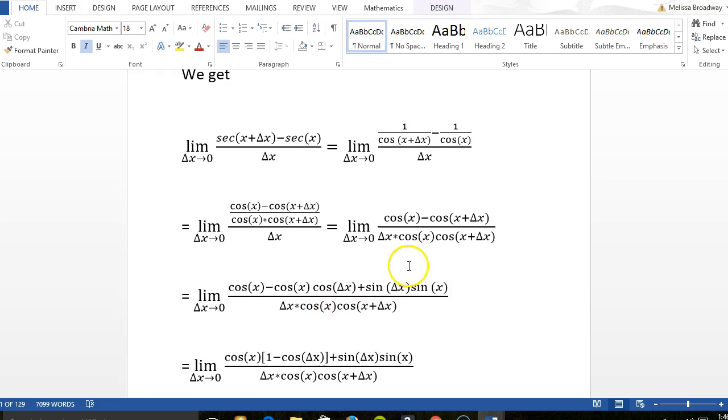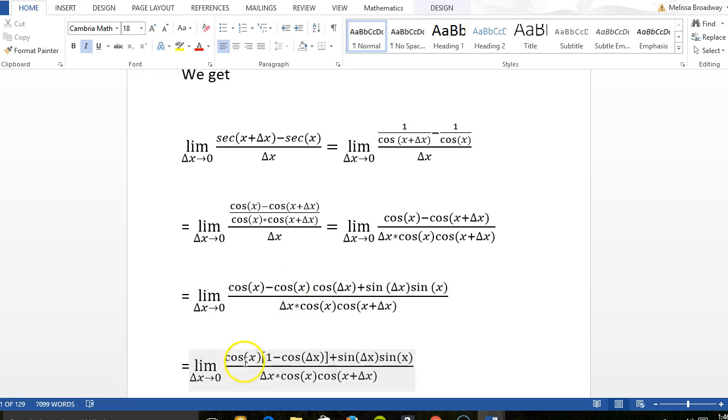And now by the laws of trigonometry, you have to turn cosine of x plus delta x into cos minus sin. But this minus sign is going to hit what would have been a minus sign here and make this a plus sign right here, okay? So watch out for that. And now we keep these cosine terms together.